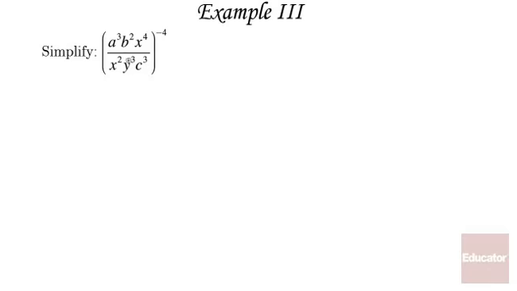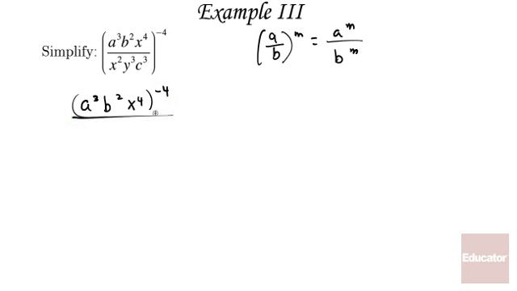Okay, simplify. Here I have a negative power, and I have items inside of parentheses raised to that negative power. Recalling this rule, if I have a over b all raised to a certain power, this equals a to that power over b to that power. So what I can do is apply this negative 4 to the numerator and to the denominator separately. So this is going to give me a to the 3rd, b squared, x to the 4th, all to the negative 4th power, over x squared, y cubed, c cubed, all to the negative 4th.